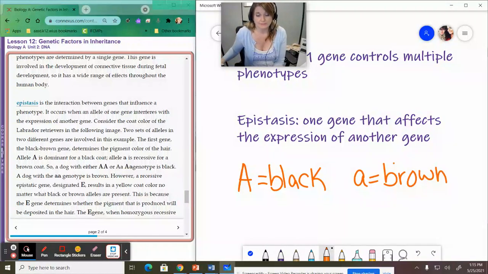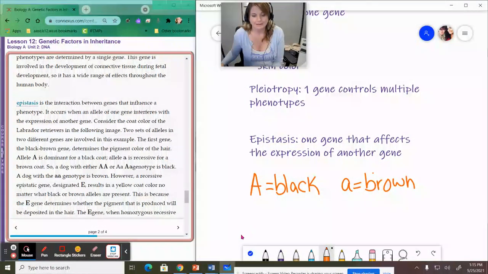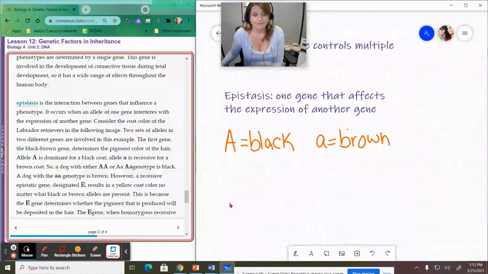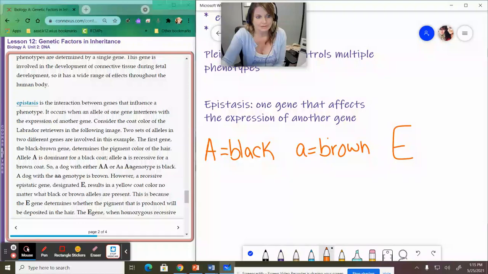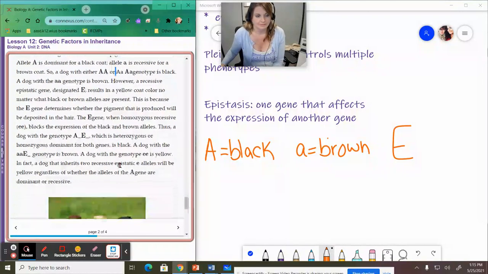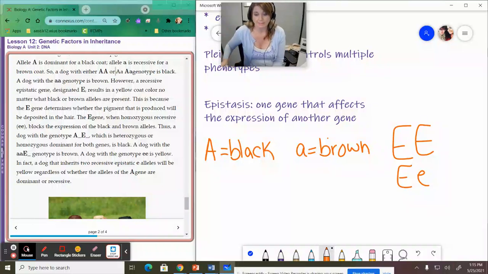But there's another gene here. There's another gene called the epistatic gene, which affects how the pigment is produced and deposited in the hair. And in the epistatic gene, we'll do E for the epistatic gene. So if it's written as EE or Ee, anything like that where the dominant part is shown.